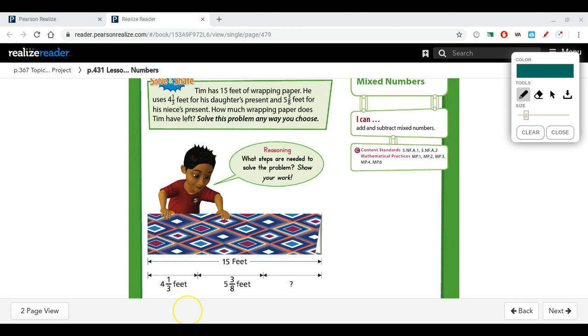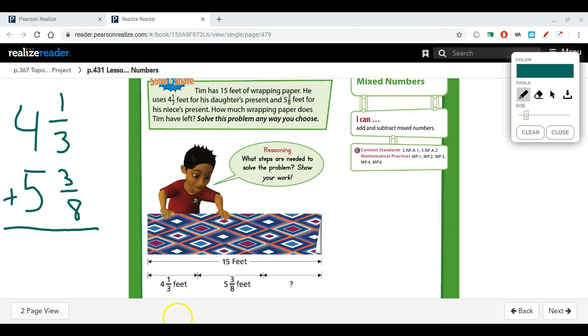First, I need to look at what this problem is asking. The problem is asking how much wrapping paper Tim has left. So my hidden question is, how much does he use to begin with? To start, we need to add the 4 1/3 feet of wrapping paper he used for his daughter's present with the 5 3/8 feet he used for his niece's present. That will give us the total amount that he used, this distance right here in the diagram, and then it will allow us to solve for the missing value.